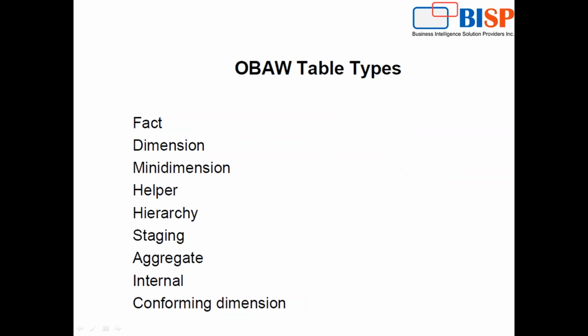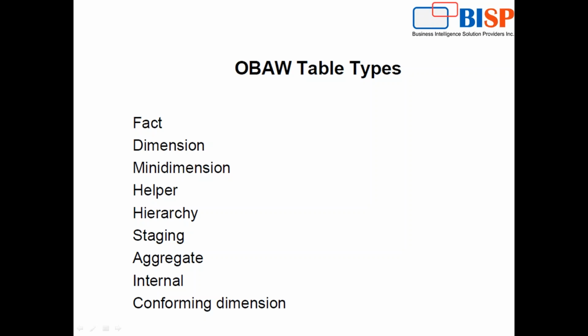Whenever you're doing a customization or understanding an OBIA module, you need to understand the tables. OBIA warehouse means Oracle Business Applications warehouse tables. There are facts and dimensions, which you are aware of, many dimensions, helper tables, and hierarchy tables. There is a concept of staging here.